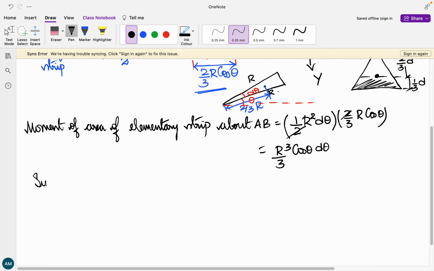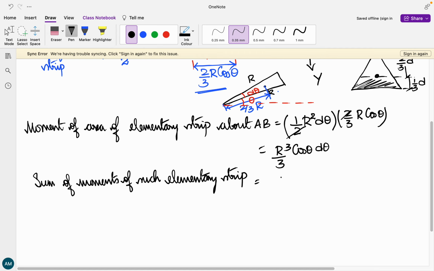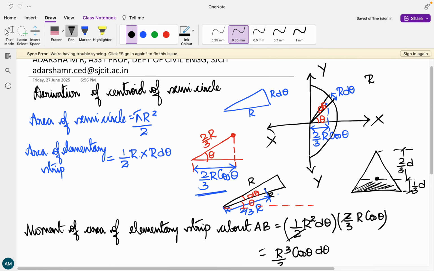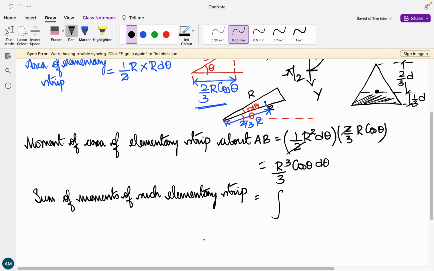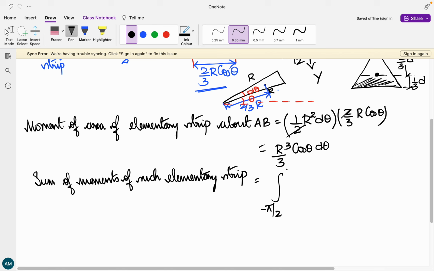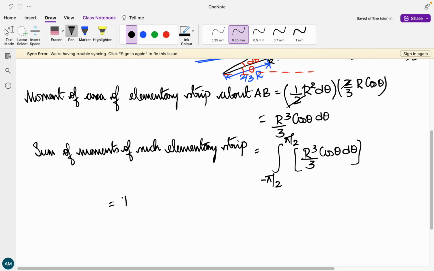Now the summation of such moments, the sum of moments of such elementary strips. I'm going to do integration here. The lowermost point is minus pi by 2 and the topmost point is pi by 2, so these are my integral limits. The integral of r cube divided by 3 cos theta d theta. We know that r cube by 3 is constant, and the integration of cos theta d theta is sin theta, from minus pi by 2 to pi by 2.